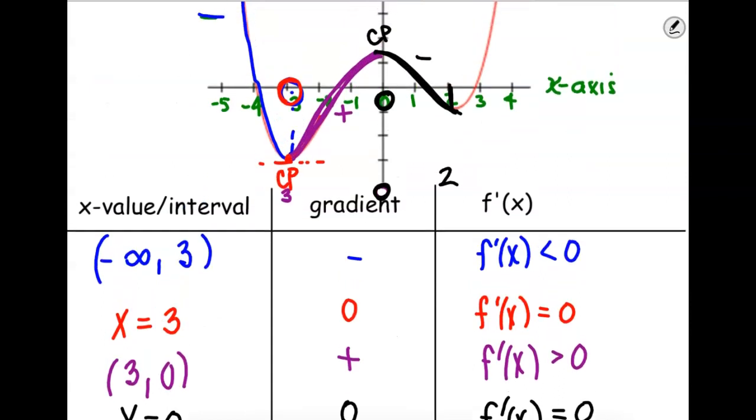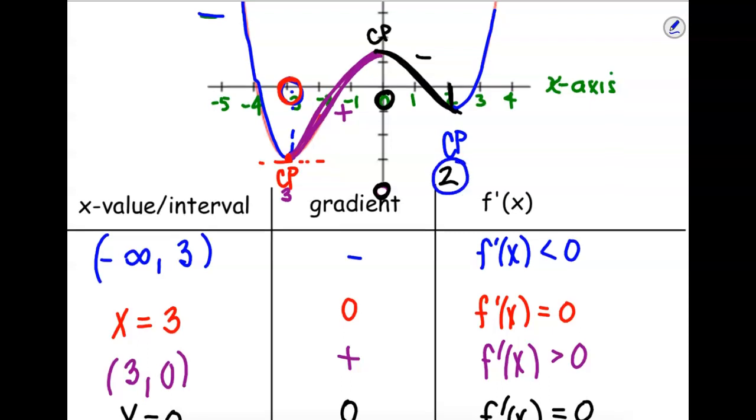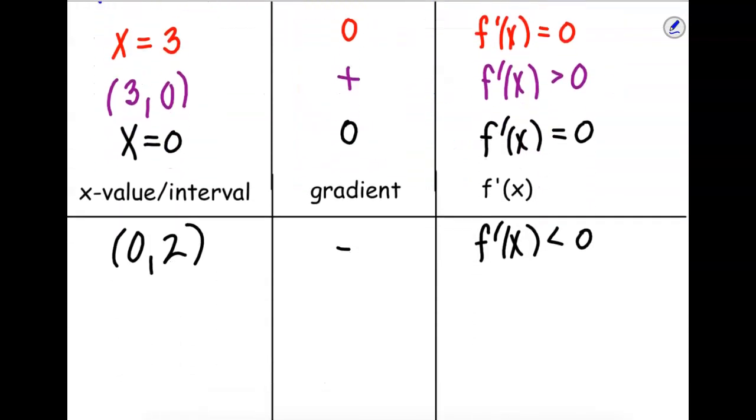All right, notice you have another change. It's starting to increase. So there's a critical point here. What is that critical point? At 2. So when x equals 2, you have a gradient, a slope of 0, and your derivative function when you evaluate it is 0.